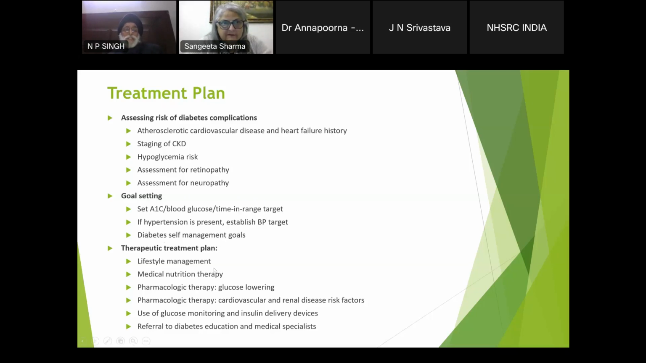In addition, the third step is only the therapeutic treatment plan. So each and every step is equally important. We only resort to what is known as pharmacological therapy, but each and every step is equally important in a patient who has diabetes. So lifestyle management, medical nutrition therapy, pharmacological therapy for cardiovascular and renal risk, and then finally glucose monitoring, insulin devices and referral are part and parcel of the therapeutic management strategies which we follow.